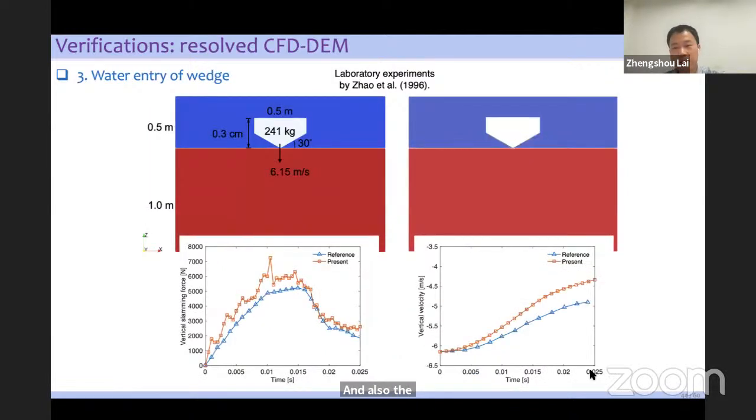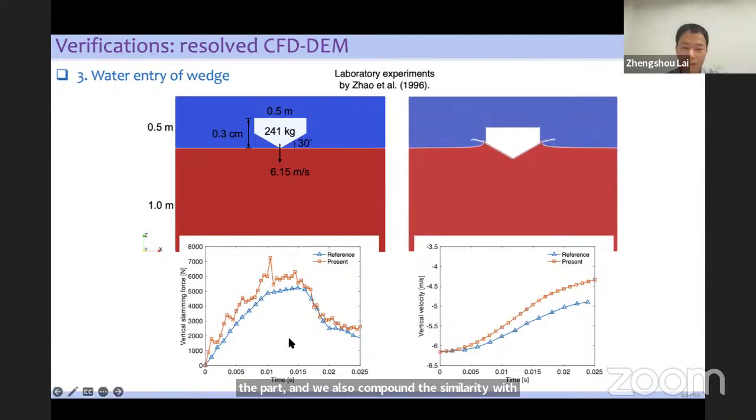The third example is the wedge that enters into the water. Here we model this problem in 2 dimensions, and the wedge is modeled by a polyhedron. We also compare the simulated results with physical experiments. For the evolution of velocity, there are some differences, but the overall trend is similar.